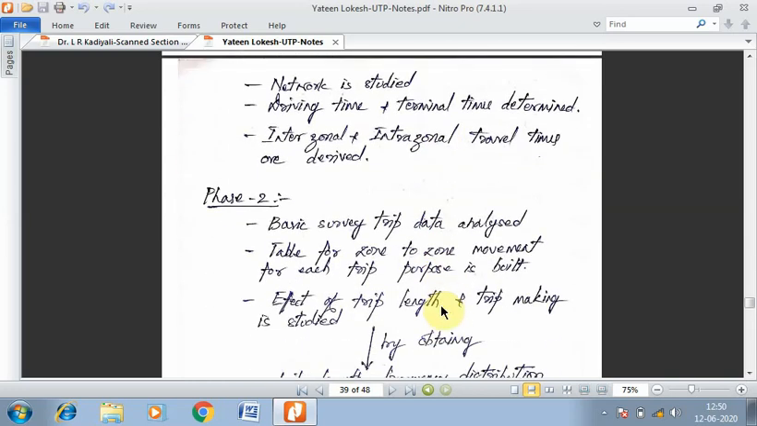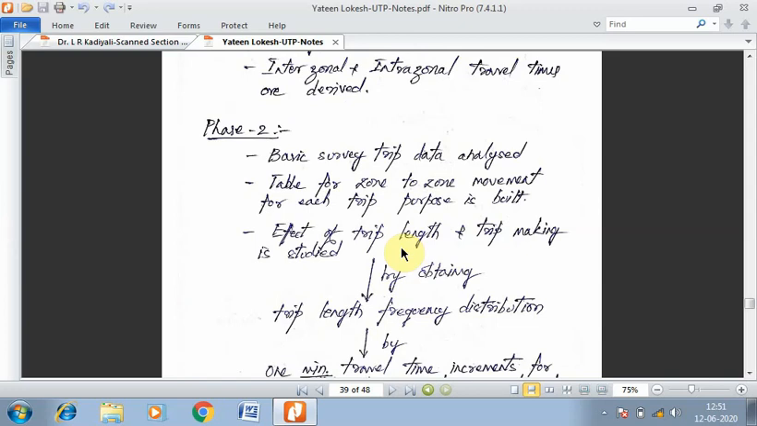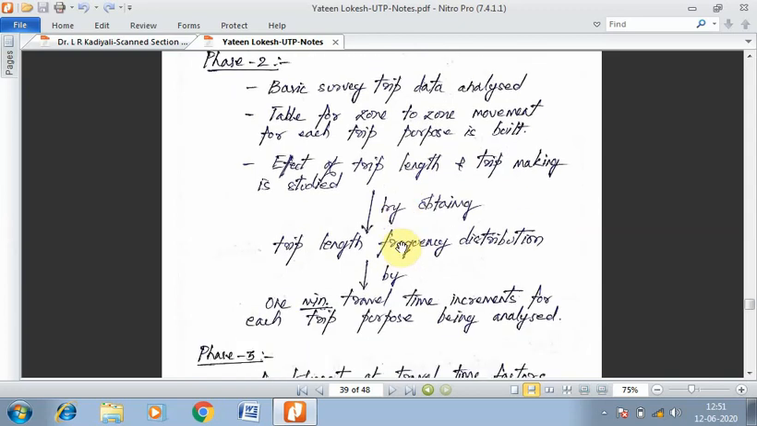So the second phase actually includes the basic survey trip data analysis. Whatever trip data you have acquired through the survey or inventories would be analyzed through a suitable technique, and the table for zone to zone movement for each trip purpose would be built, and then the effect of trip length and trip making is studied with the help of trip length frequency distribution, and then the 1 minute travel time increment for each trip purpose would be analyzed individually. So that is what happens in phase 2.